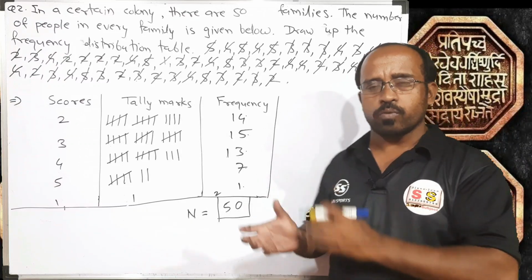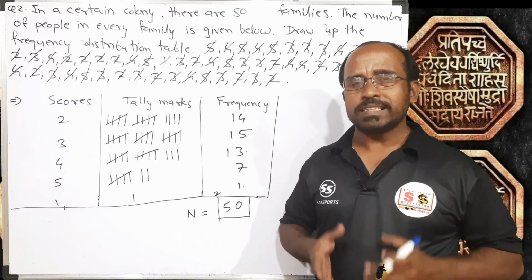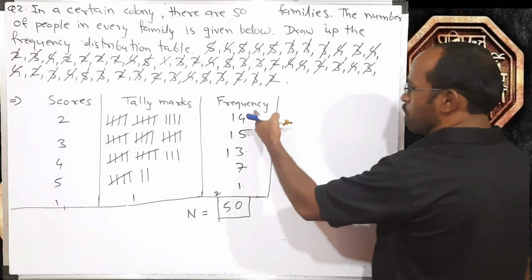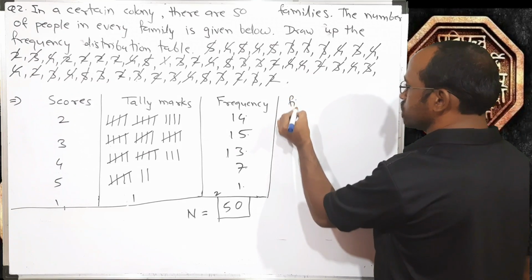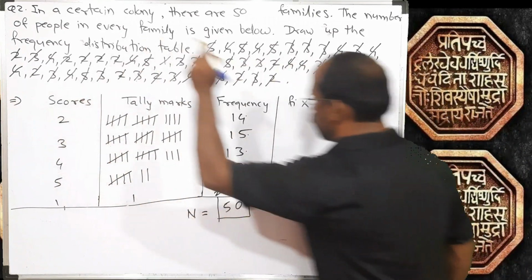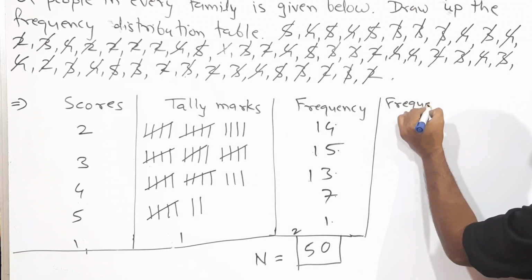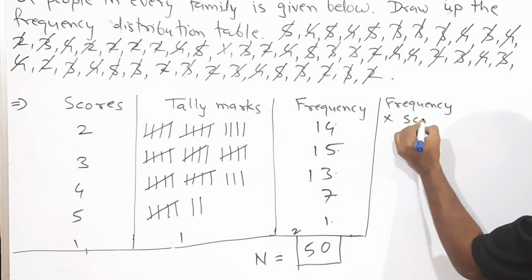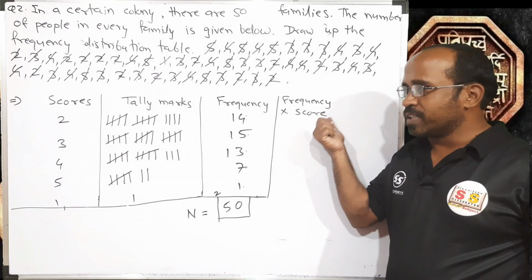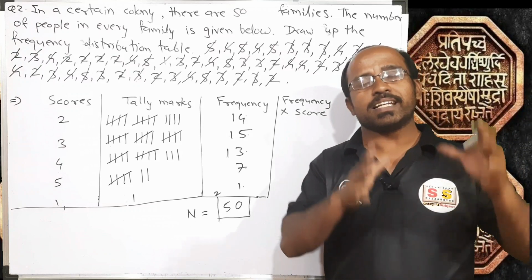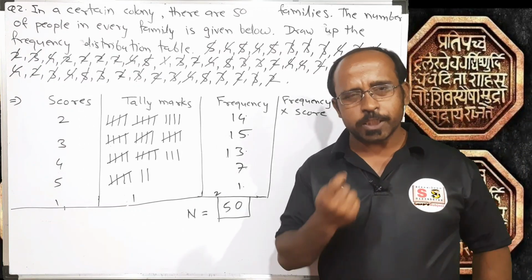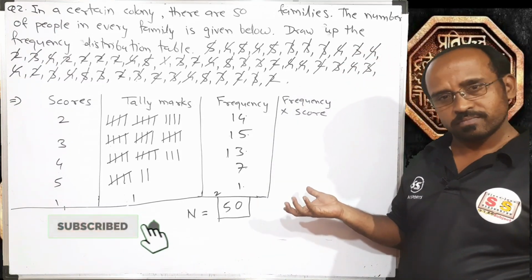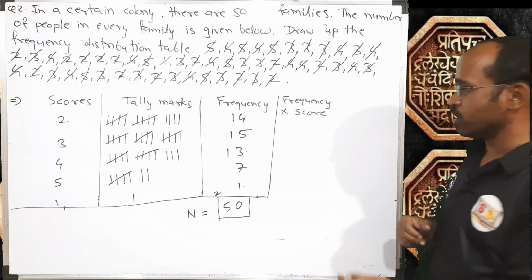Up to this much we have to cover in the 7th standard. But what is next in the 8th standard? Only one more column. The column of this frequency multiplied by this score. So this column we have to study next year in 8th standard. But student, is it fair to wait for 1 year just for only one column? So let's continue it this year only.